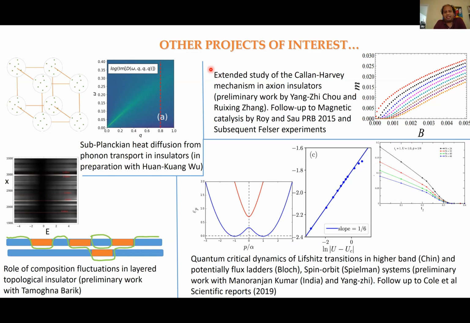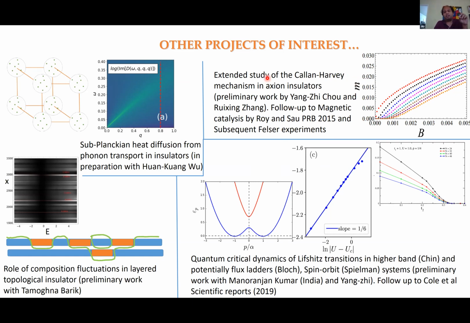Another topic here, on the right, is much less in preparation. It's only preliminary work that Yang Zi and Risheng and I started together, about the so-called Callan-Harvey mechanism in axion insulators. Axion insulators sound fancy and pie in the sky, but actually, work with Beta and Roy, who used to be a postdoc here at CMTC in 2015, did something which to me at that point sounded crazy, which was that if you applied a magnetic field, then you could get an enhanced magnetization-induced gap opening in Weyl materials.